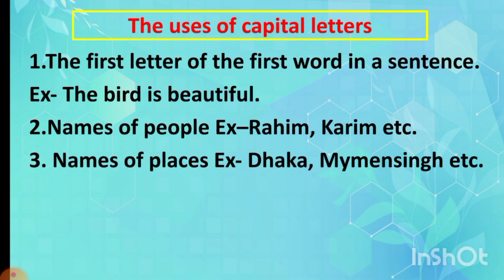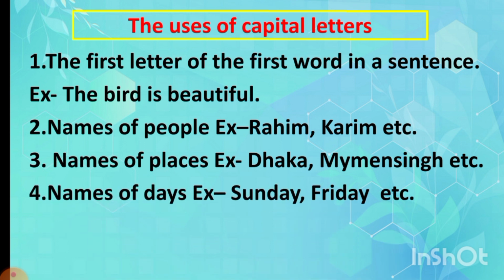And then number 3, names of places. Example, Dhaka, Mymensingh. Here Dhaka D, Mymensingh M, there will be a capital letter. Then number 4, names of days. You have to write a capital letter. The first letter of the word will be a capital letter. So Sunday, Friday, here S and F are capital letters.